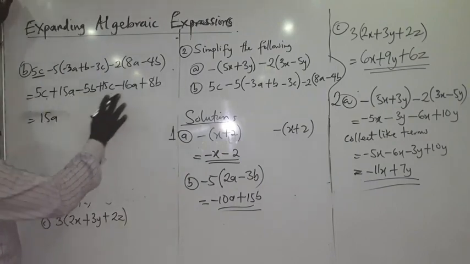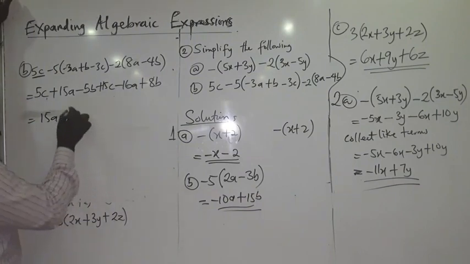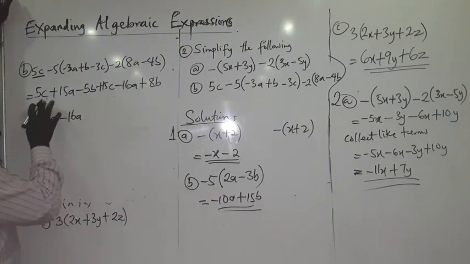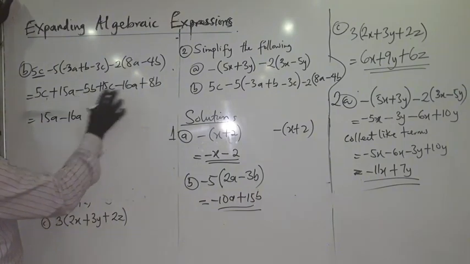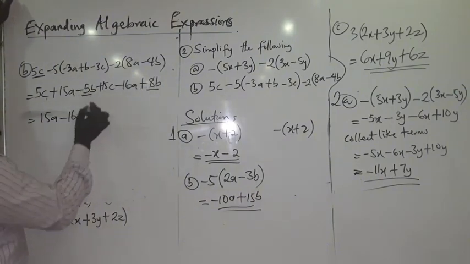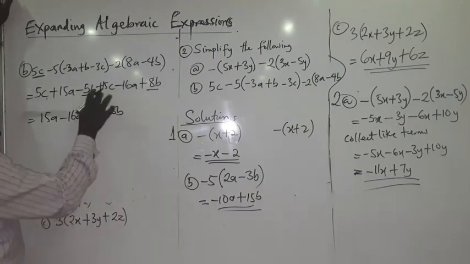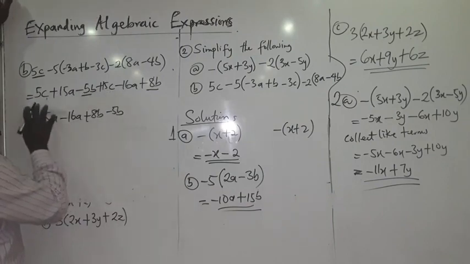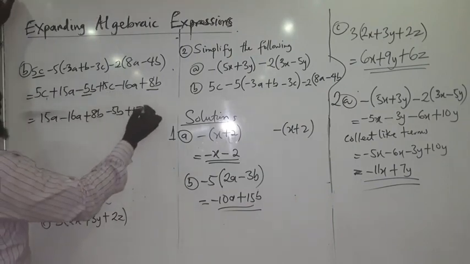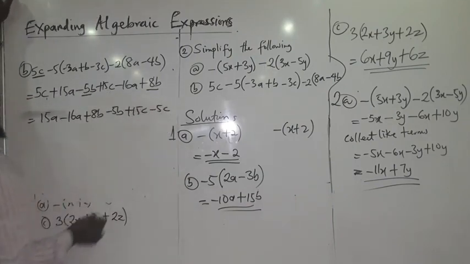Where do we have A again? We have A here, minus 16A. Then this is 5C. This is B. So this and B are common. We can bring this one is bigger than this. 8B minus 5B. Are you with me? This is 15C. We can bring that plus 15C minus 5C.